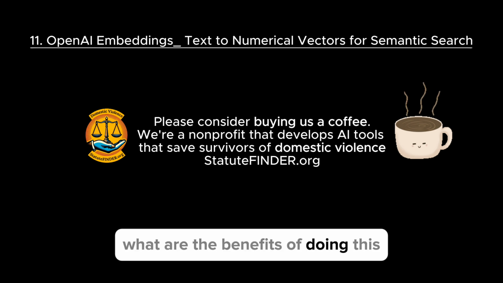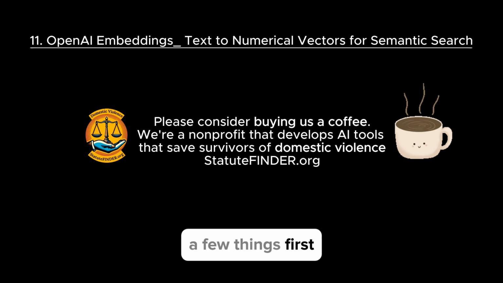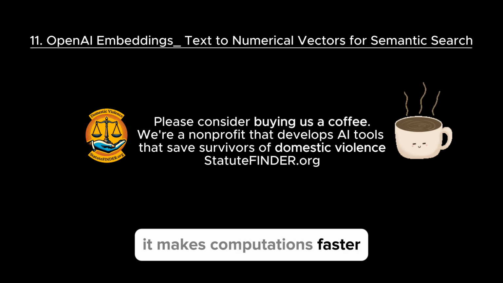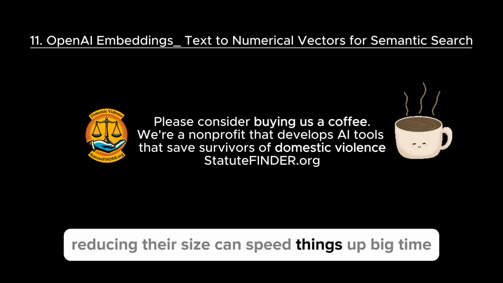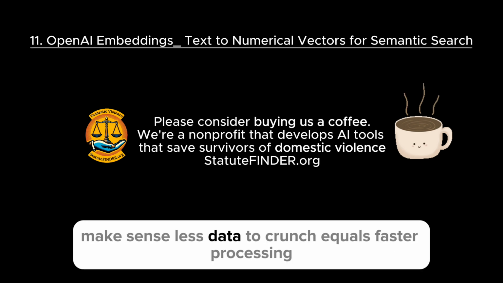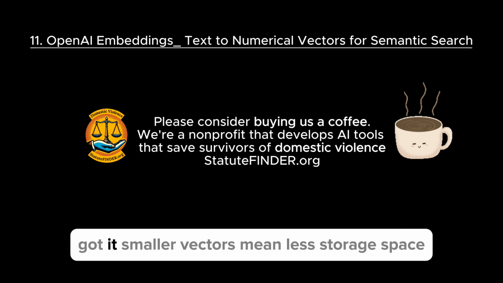What are the benefits of doing this, practically speaking? Well, a few things. First, it makes computations faster, especially when you're working with huge amounts of data. Imagine processing millions of those long vectors. Reducing their size can speed things up big time. Makes sense. Less data to crunch equals faster processing. Yeah. I'm guessing it also affects storage. Got it. Smaller vectors mean less storage space, which is always good.